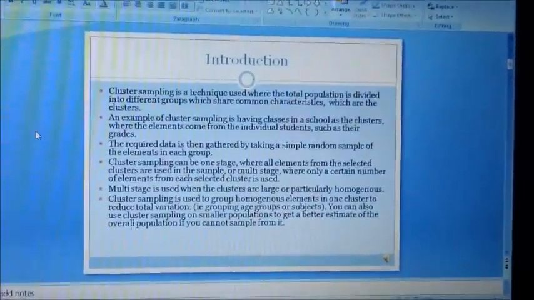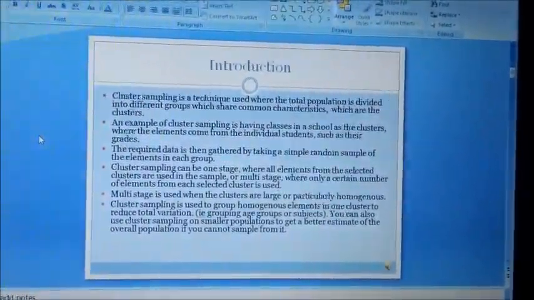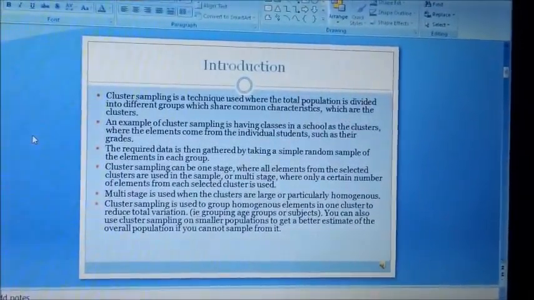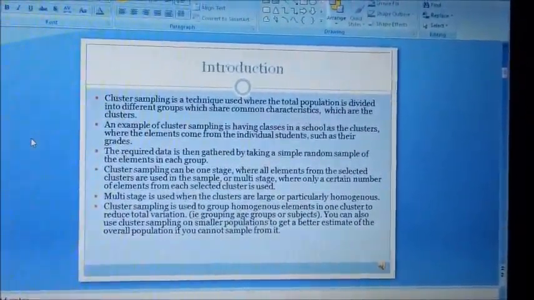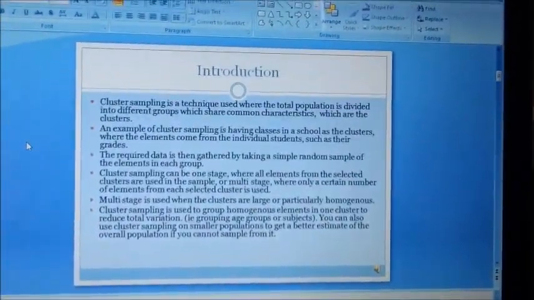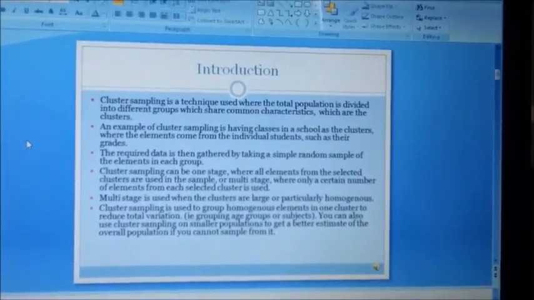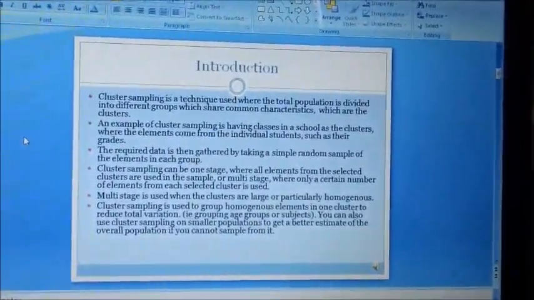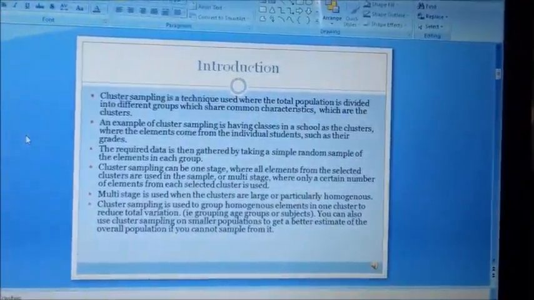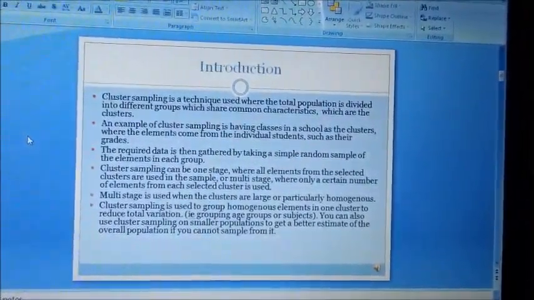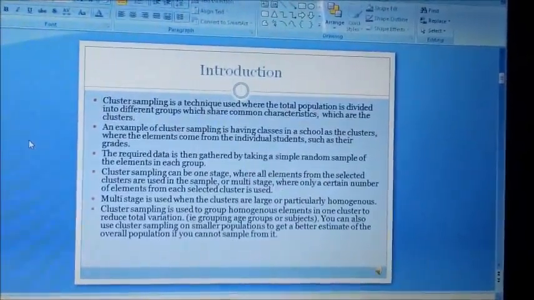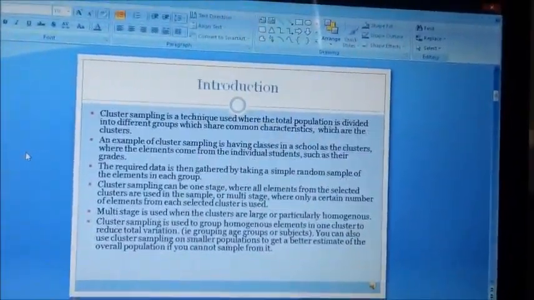An example of cluster sampling is having classes in a school as the clusters, where the elements come from the individual students, such as their grades, if you're measuring the performance of the school. The required data is then gathered by taking a simple random sample of the elements in each group. Cluster sampling can be one stage, which is where all the elements from the selected clusters are used in the sample, or it can be two stages or more, multi-stage, where only a certain number of elements from each selected cluster is used in the sample.